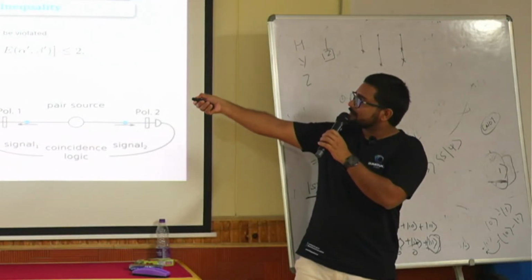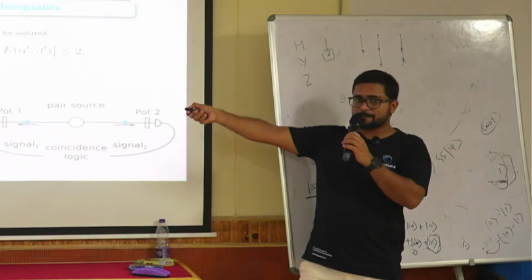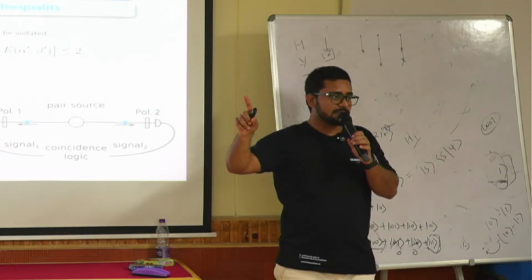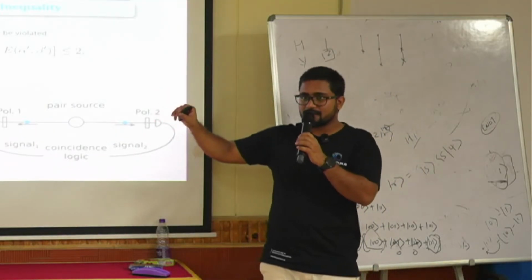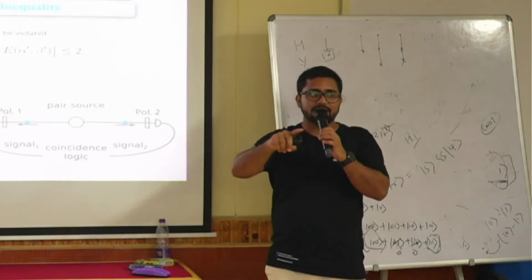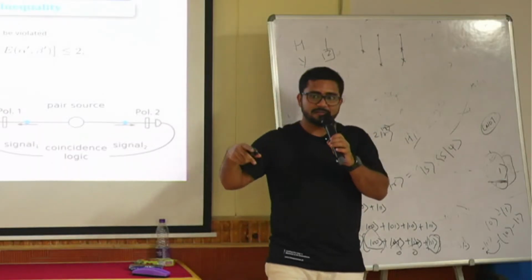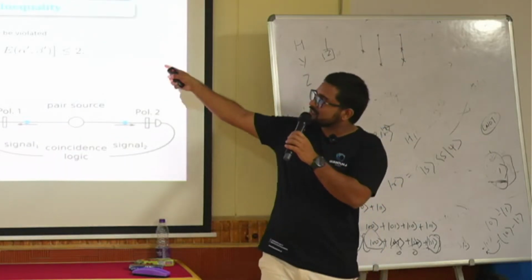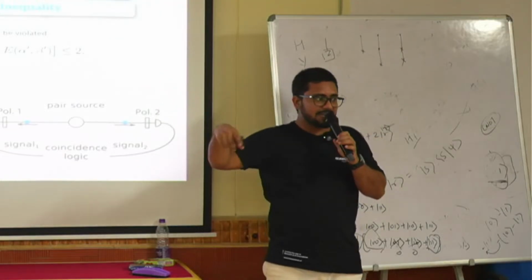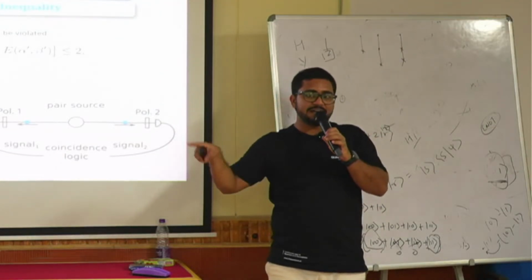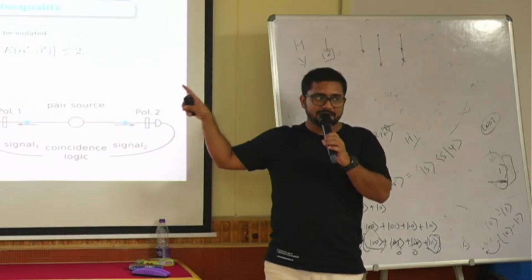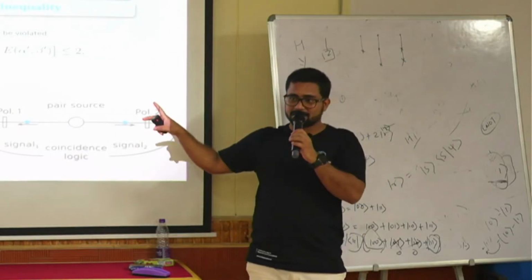So if the S value is less than 2, then Einstein's theory works, there are possible hidden variables, and quantum theory is wrong. The entanglement description is wrong. If this is violated, it means Einstein is wrong, there is no hidden variable, and the quantum mechanics interpretation is correct.